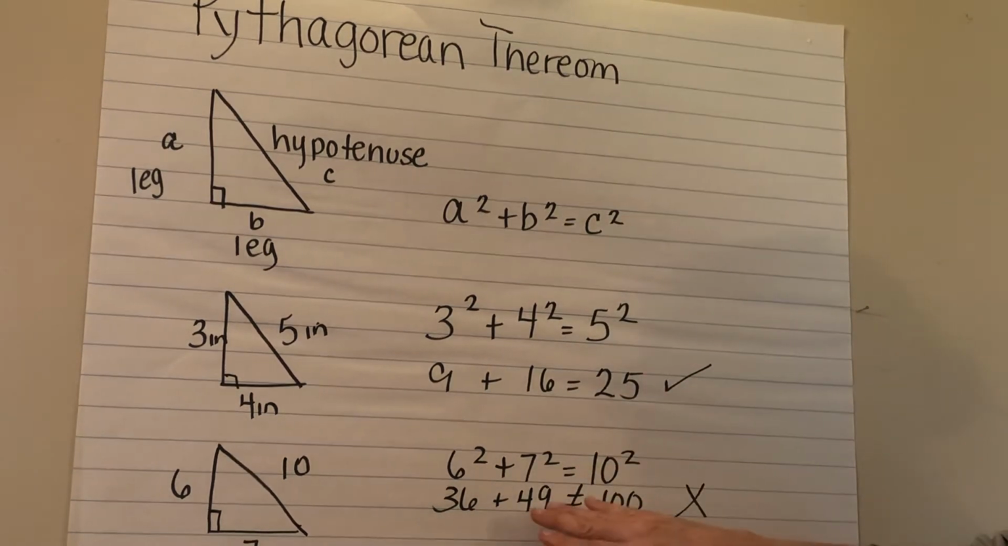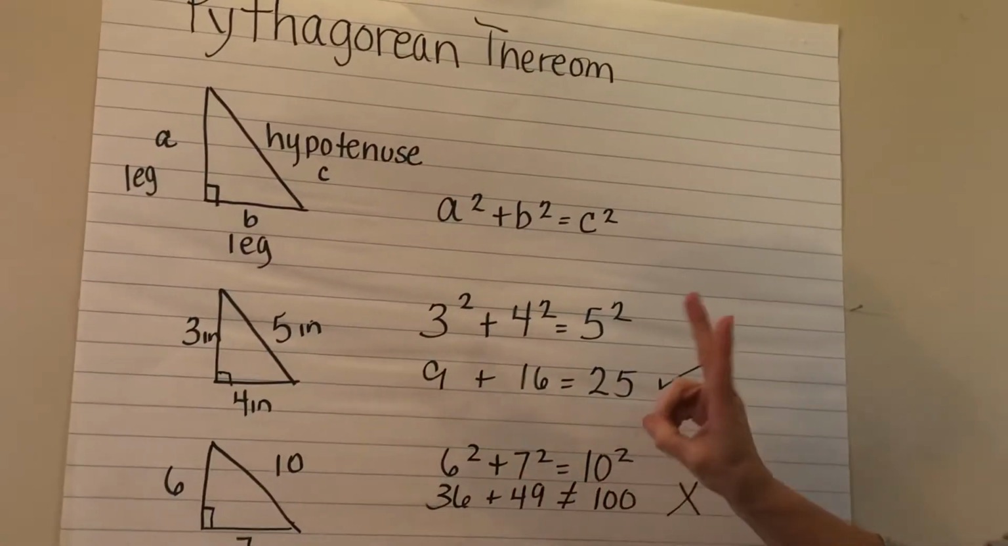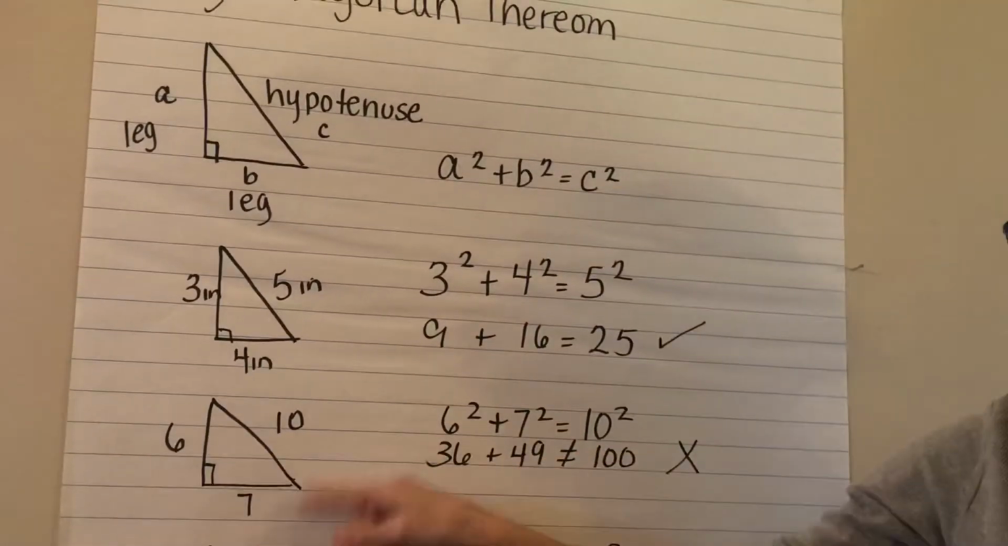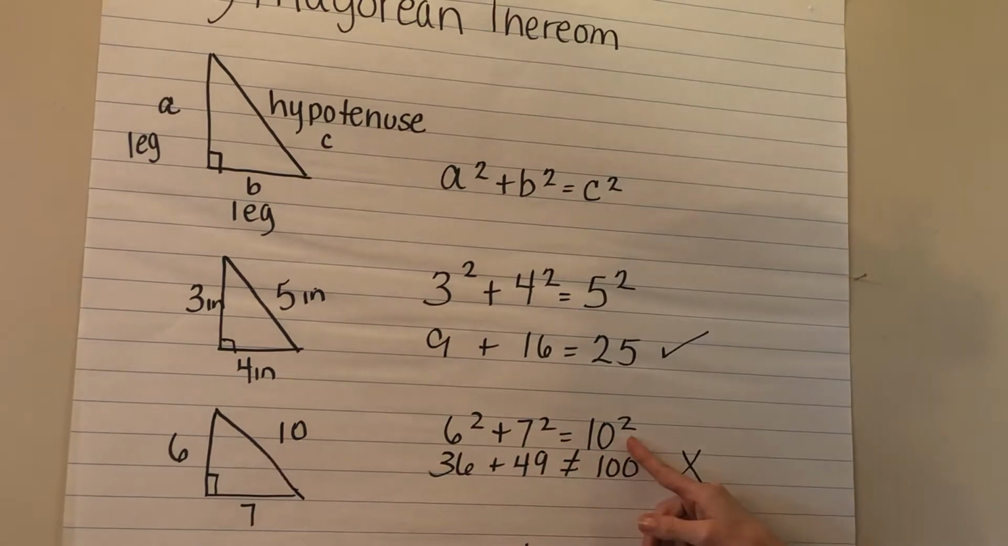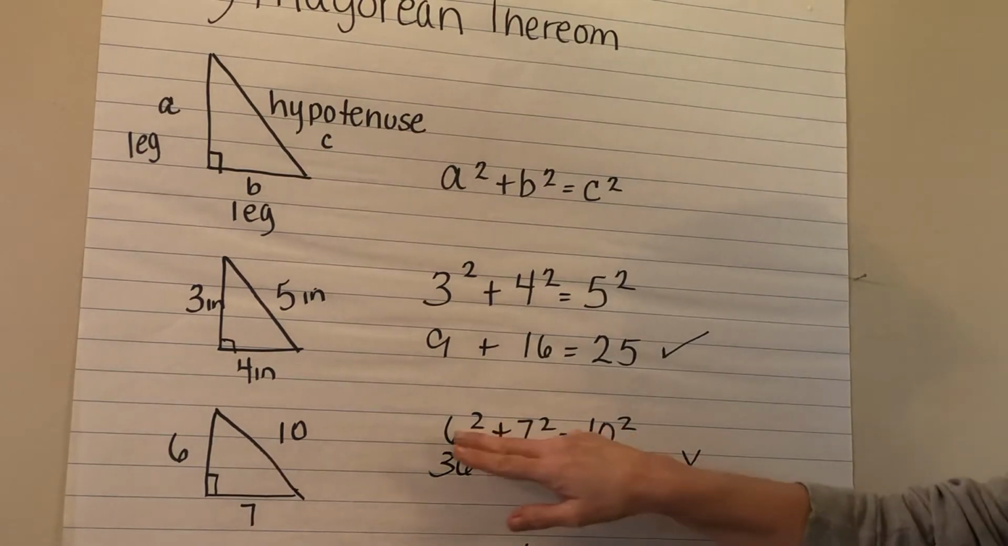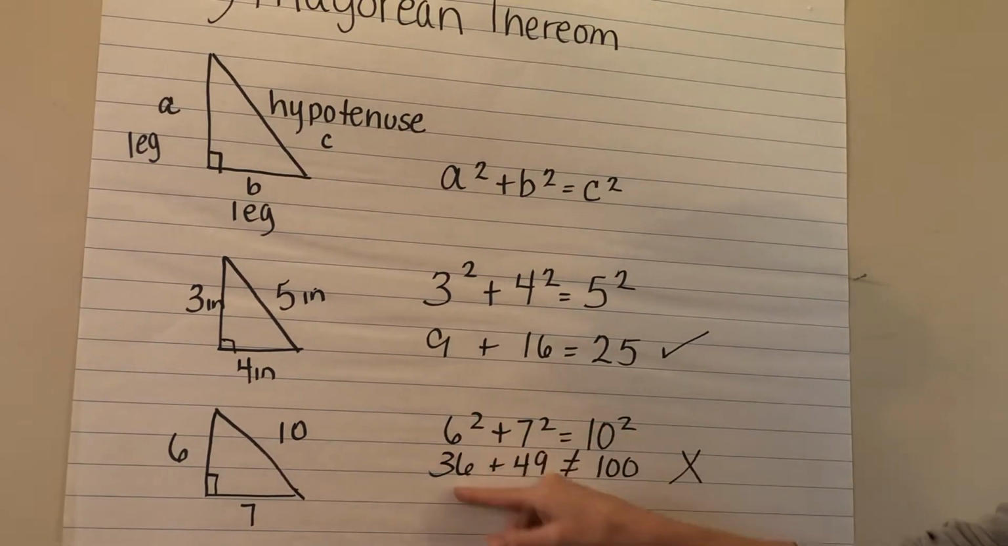Now, this is a non-example of a right triangle. So we take the values and input them into the appropriate places. So we have our legs and our hypotenuse. Now I've simplified it for you. 36 plus 49 does not equal 100. So therefore, no, it's not a right triangle.